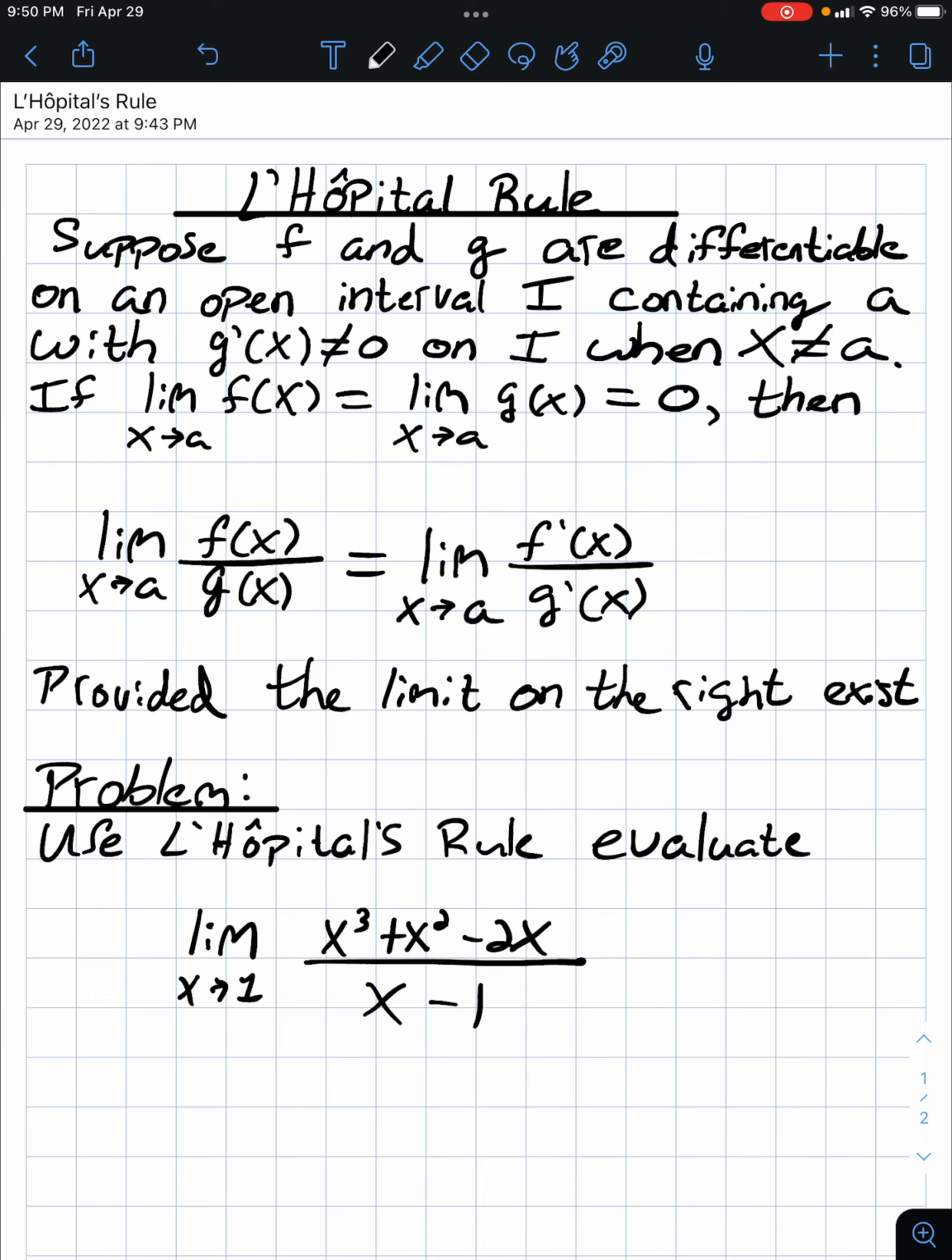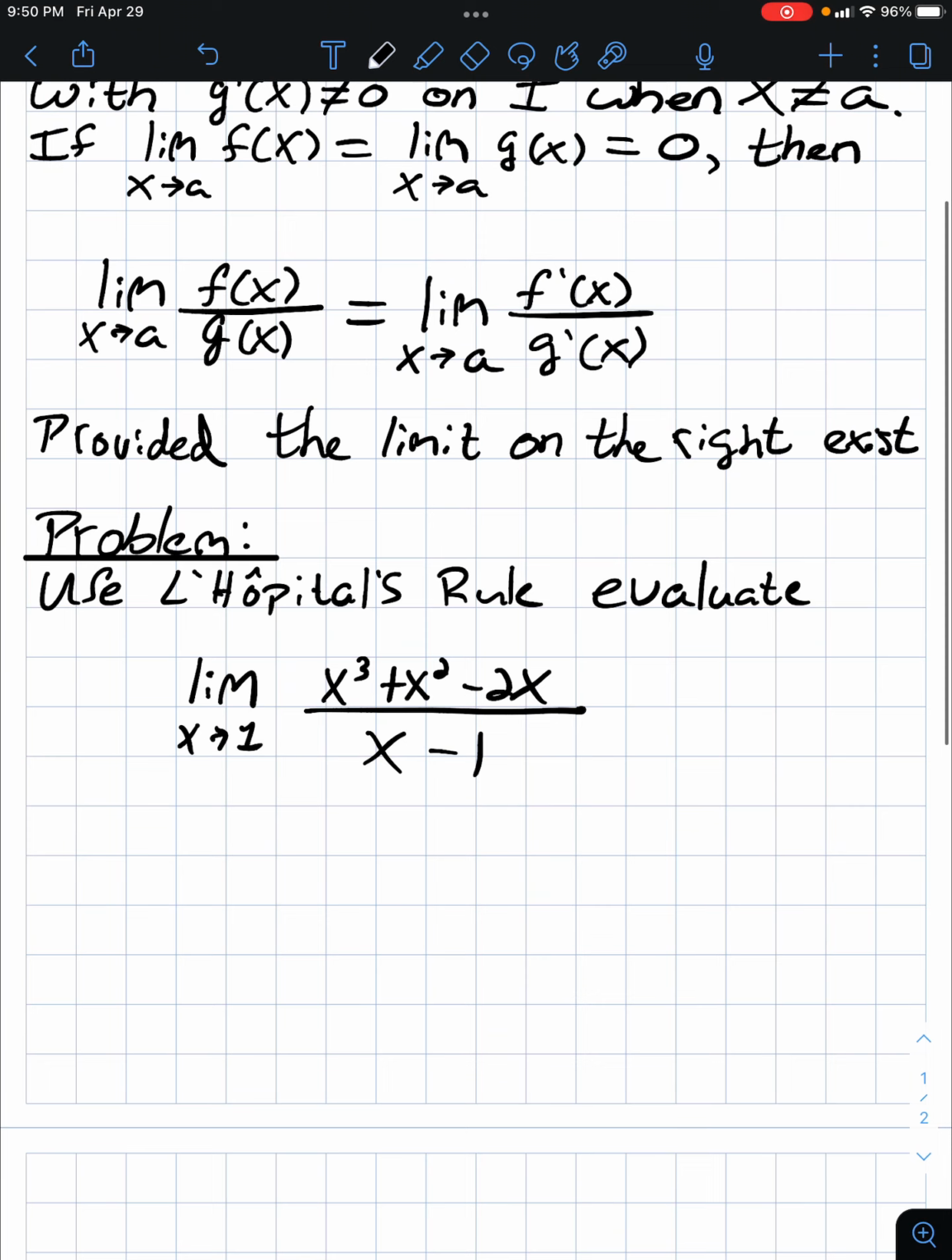Welcome back. Hopefully you were able to solve this problem. Now let's work on it together. We need to first check and see if L'Hopital's rule applies. The first thing we're going to do is plug in x equal to 1 for our x values. And what do we get when we do that?